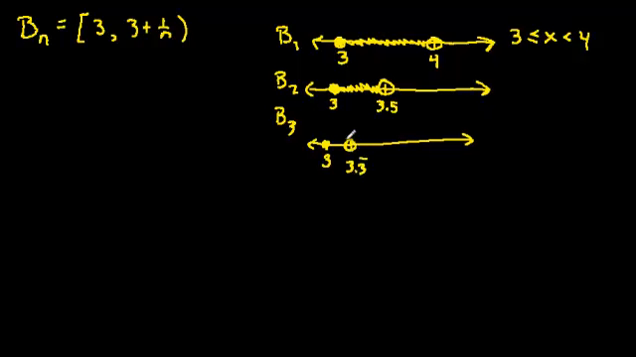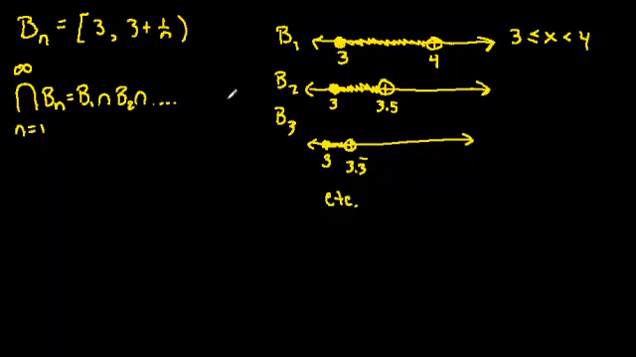And open on that right hand endpoint and all the numbers in between. And we could keep going. So let's look at what the intersection would be as n goes from 1 to infinity of the b sub n's. Well, this is simply b1 intersect b2 intersect b3, etc. And so if we look at the intersection of all of these, we're looking for points that would be in every single interval, no matter how tiny those intervals get.